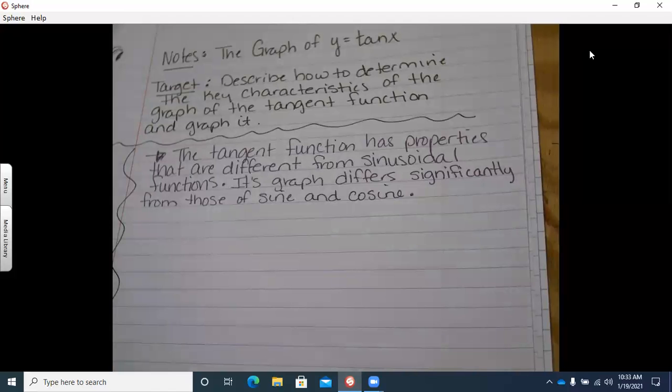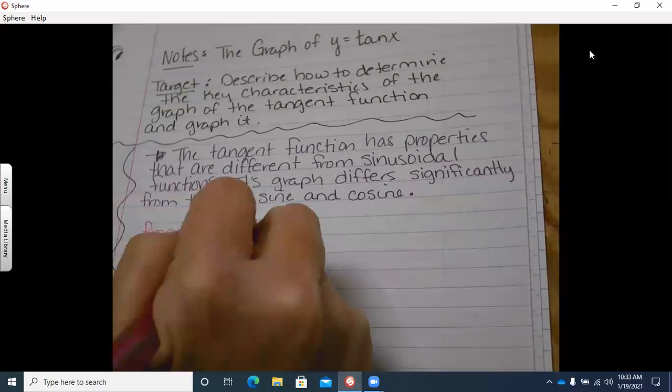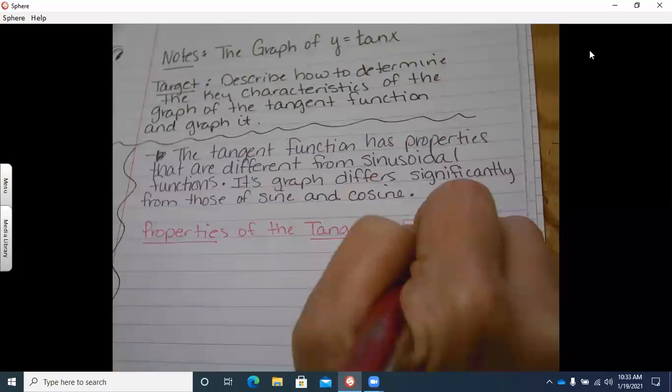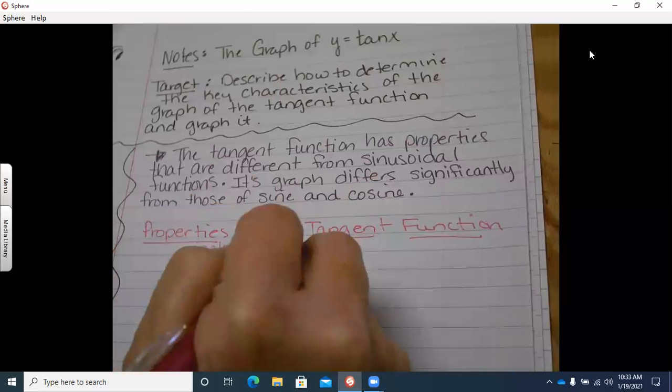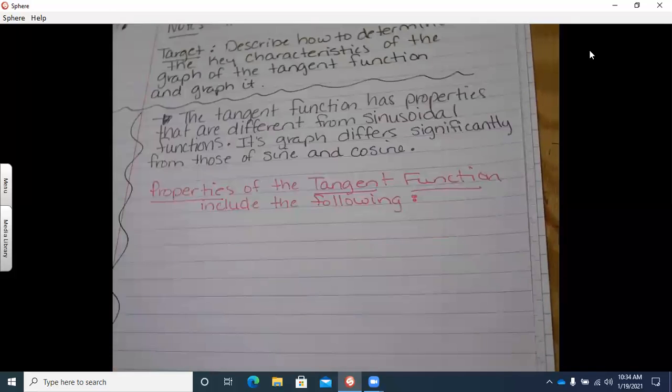All right, so now let's talk about the properties of the tangent function. Properties of the tangent function include the following. What is the period for sine and cosine? It's 2 pi. Well, guess what? The period for tangent is just pi. So that's one thing that's different.